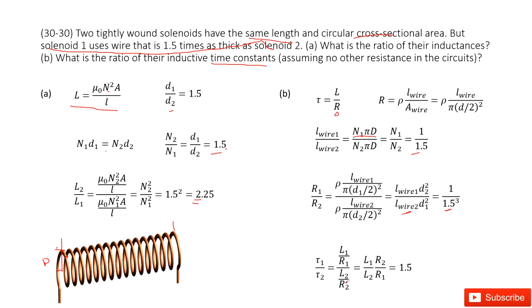Look at the inductive time constant ratio, tau 1 over tau 2. We can write tau 1 as L1 over R1, tau 2 as L2 over R2, and just simplify it, and it looks like this. There you can see we have the ratio L2 over L1, and we also have the ratio R1 over R2. You input these two inside, and you get the answer there.